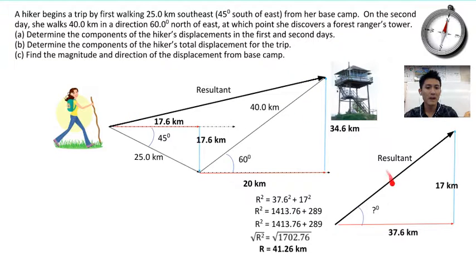We also want to find the direction. We know that it's north of east, but how much north of east? What is our angle? To find the angle, we take the inverse tangent, which on your calculator is the second button, the blue second button, and then tangent. We take the y component, which is 17, over the x component, which is 37.6. That gives us our angle, which is 24.3 degrees north of east.